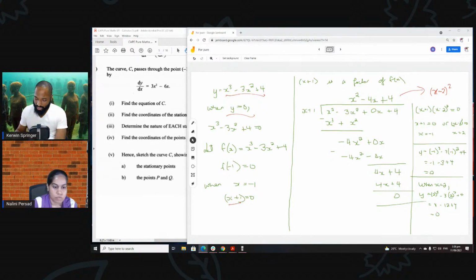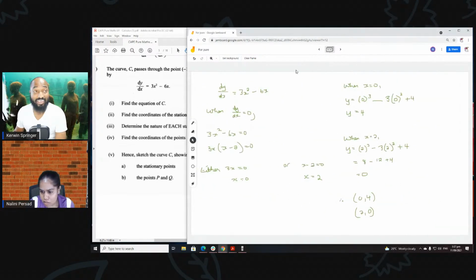All right. So just to recap some things here, some of my thoughts with this. I remember doing this question like a month ago with my class. Anybody from my class remember doing this question? So dy/dx is equal to 3x squared minus 6x.